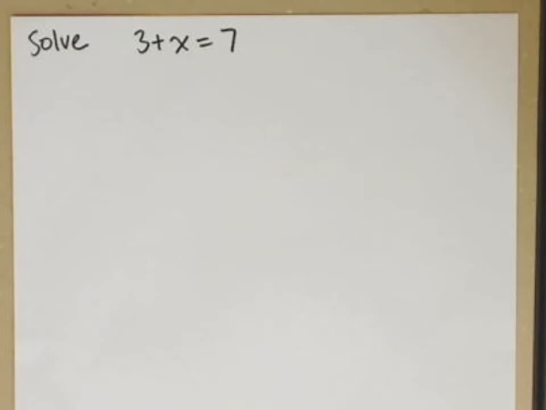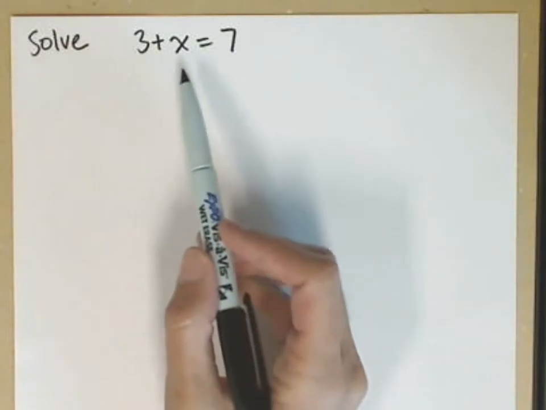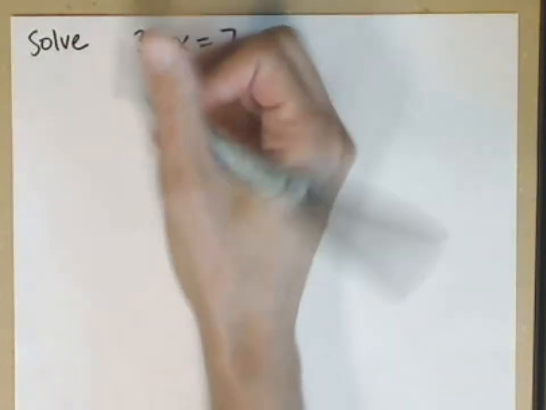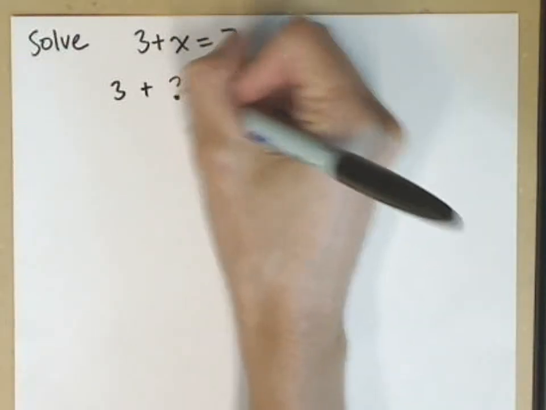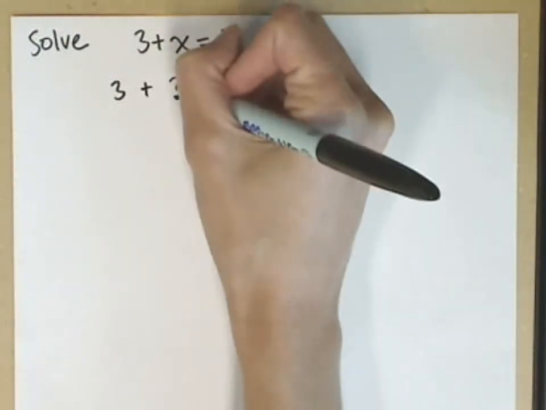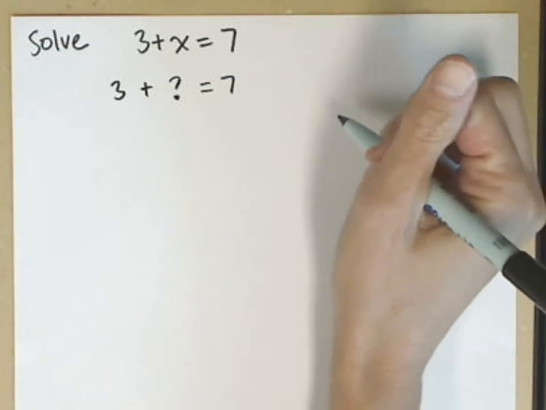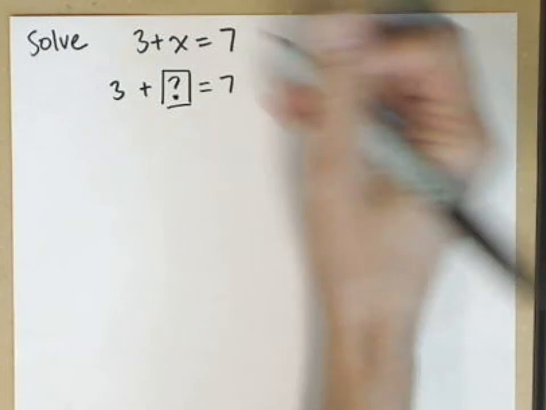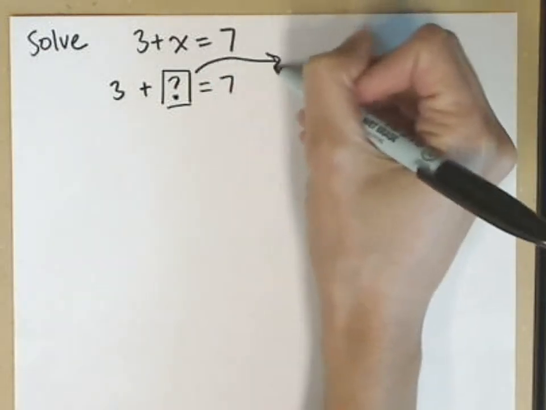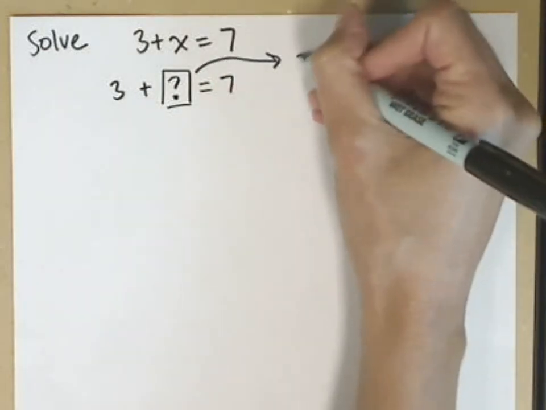We're going to solve this equation using the addition principle. This equation says 3 plus x equals 7, but what this really means is just 3 plus some number, put a question mark here, equals 7, and we want to figure out what that number is. I started out really simple so that you could guess what that missing number is. We can just take a look at this and say, well gosh, 3 plus what equals 7?